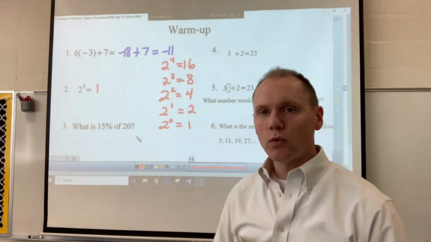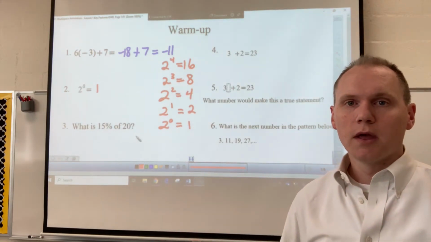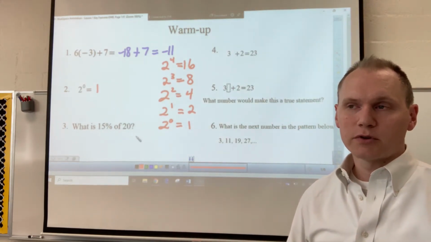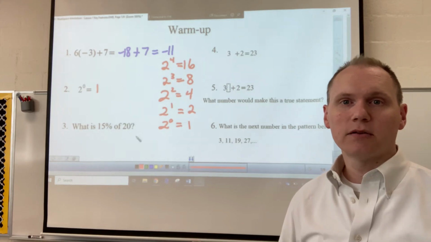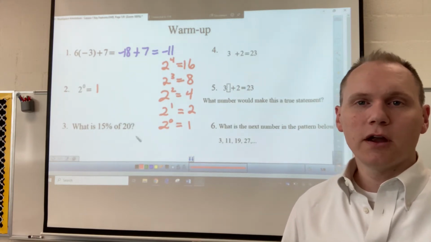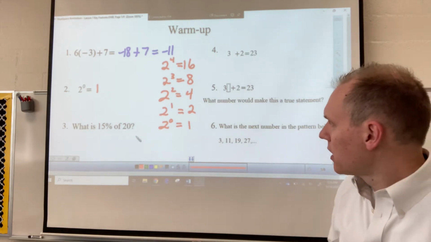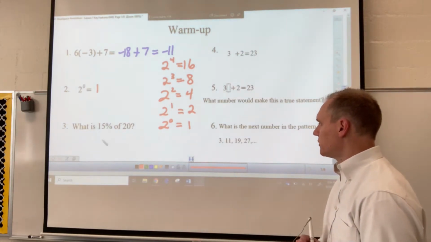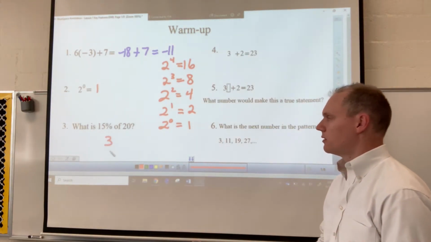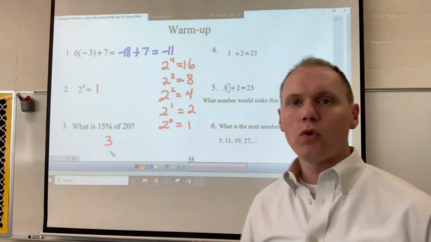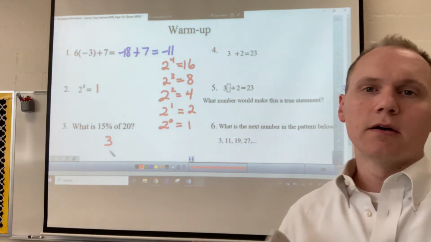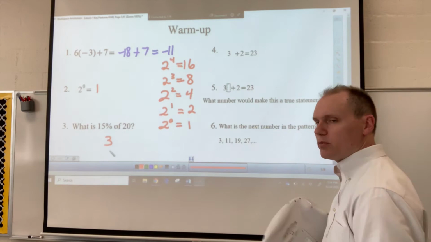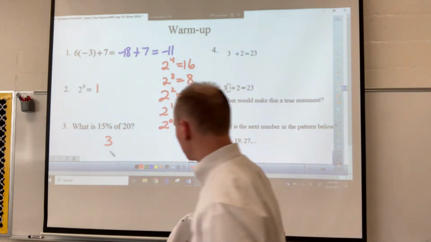So 10% of 20 is, of course, 2. And then 5% of 20 would be half of that, which would be 1. Add those together and you get 3. So 15% of 20 is 3. Let me show you another way that's more applicable to any number, really. 15% is kind of special because it's 10 and 5 put together.